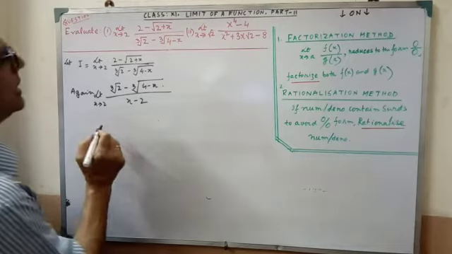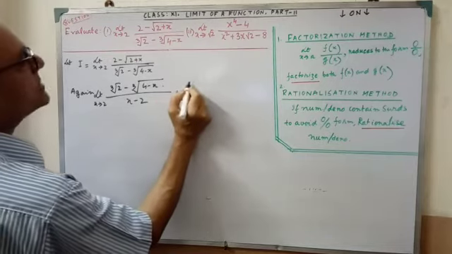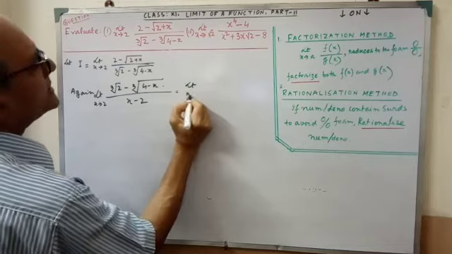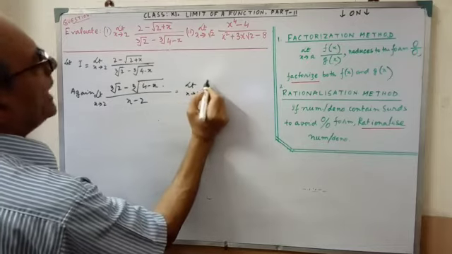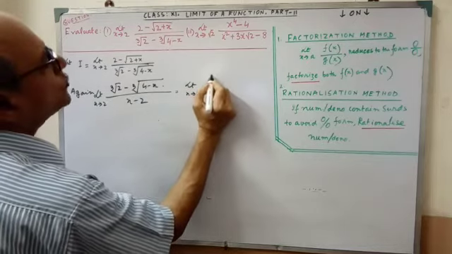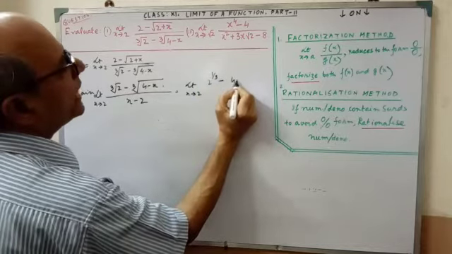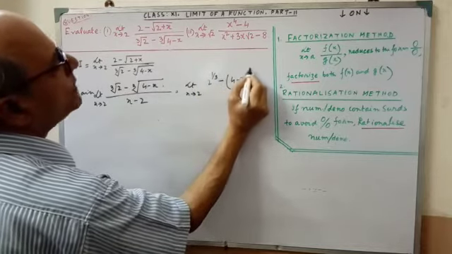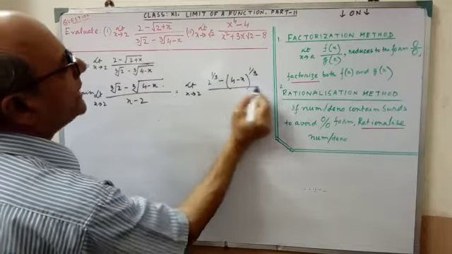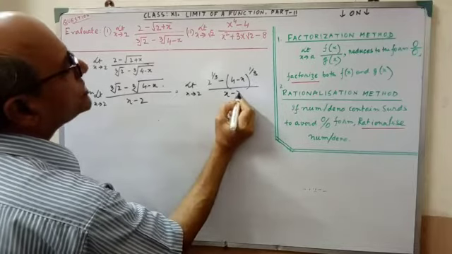First, simplify. That is, limit x tends to 2, and the cube root we may write as 2 to the power 1 by 3, minus 4 minus x to the power 1 by 3, divided by x minus 2.